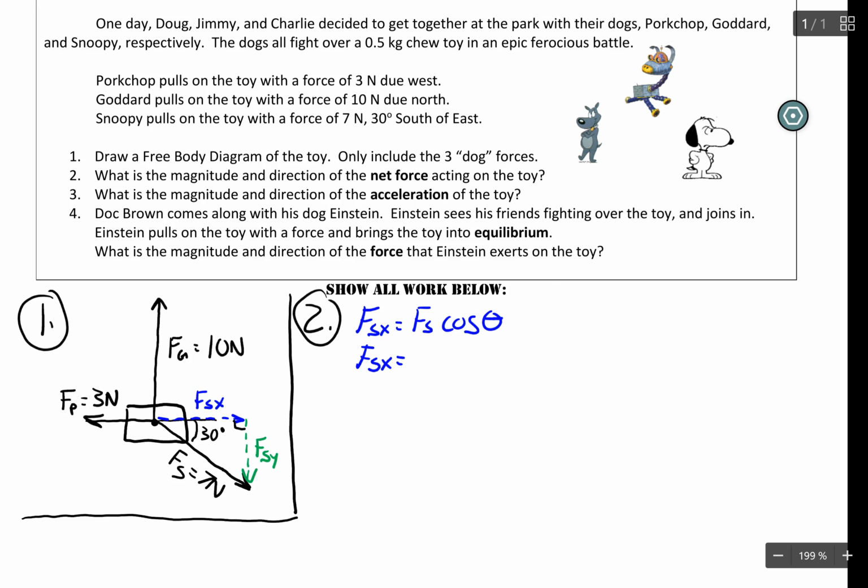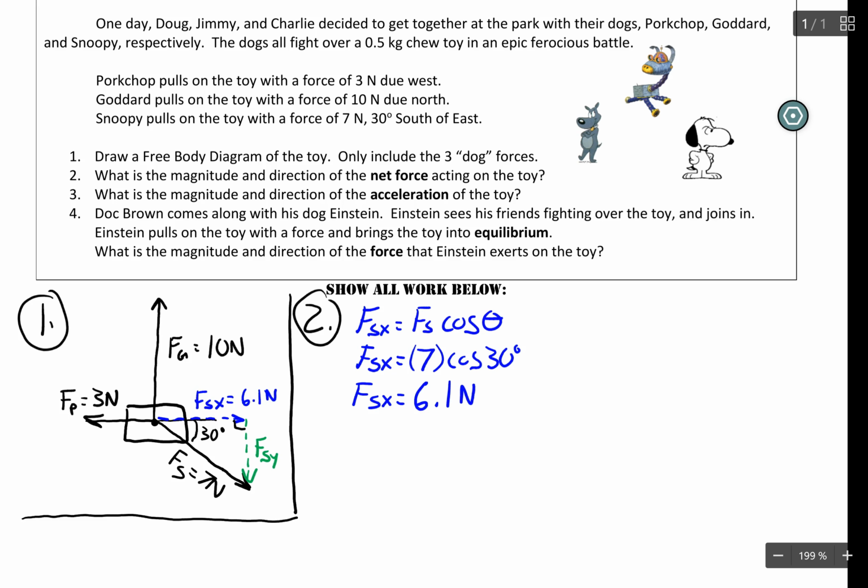Fsx is equal to 7 newtons times the cosine of 30 degrees. So Fsx is equal to a weird decimal, 6.06. We'll round that to 6.1 newtons. So this is 6.1 newtons to the right.